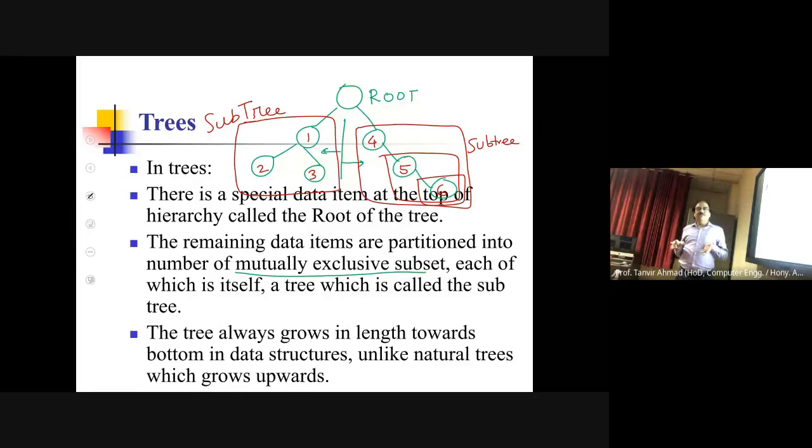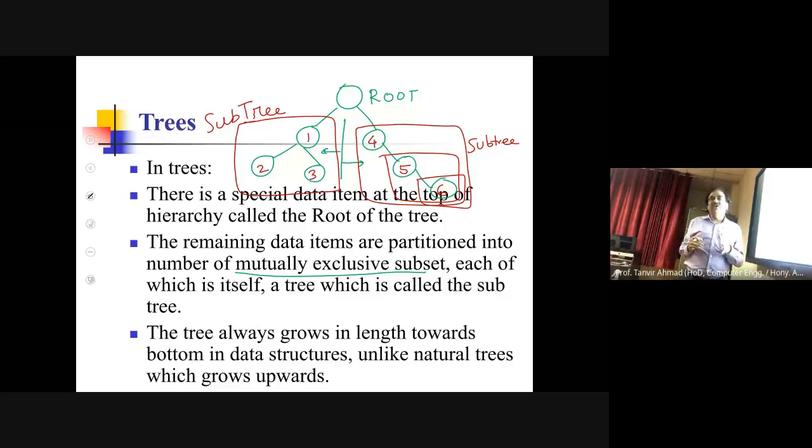You again move until you come to a leaf node. A leaf node is a node which does not have any child. It means 2, 3, and 6 are leaf nodes. Now, when you come to leaf nodes, you find that they do not have subtrees. And therefore, we keep on moving.